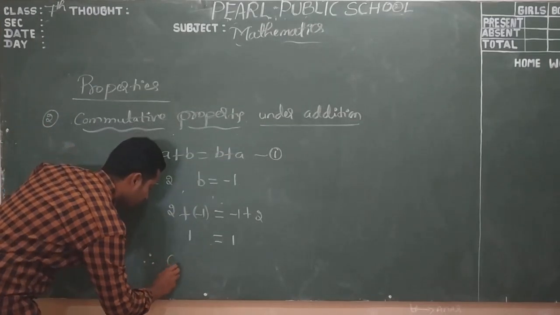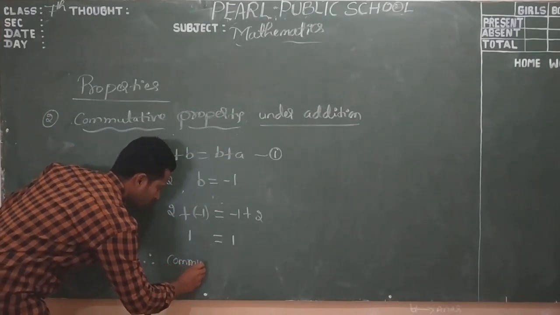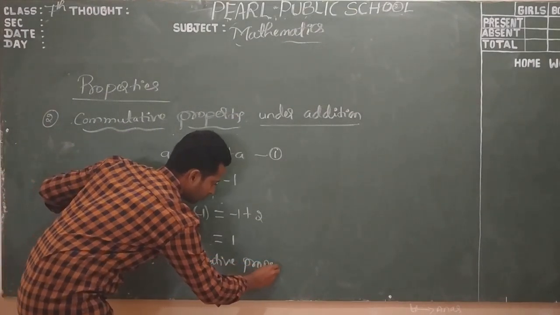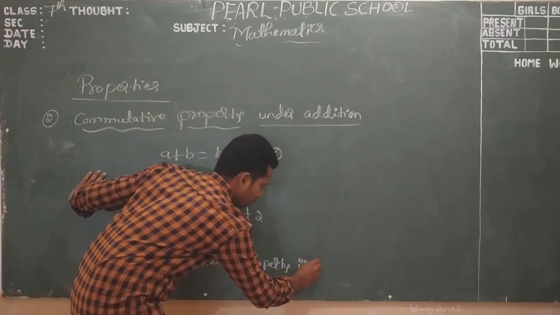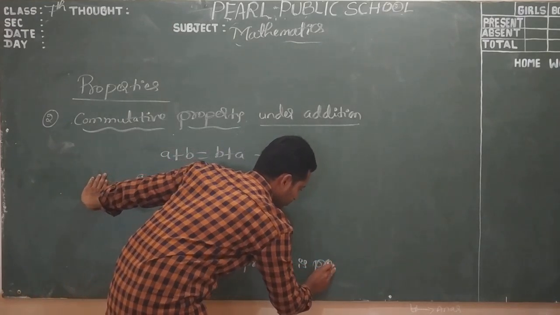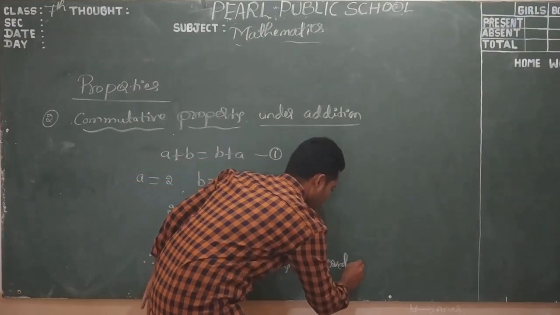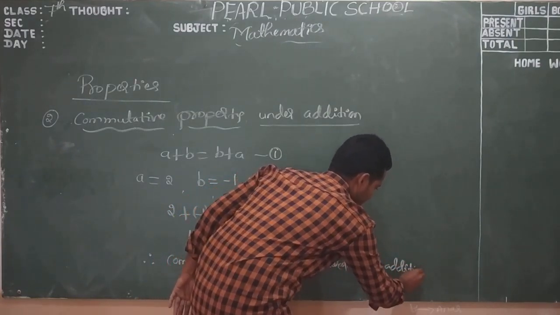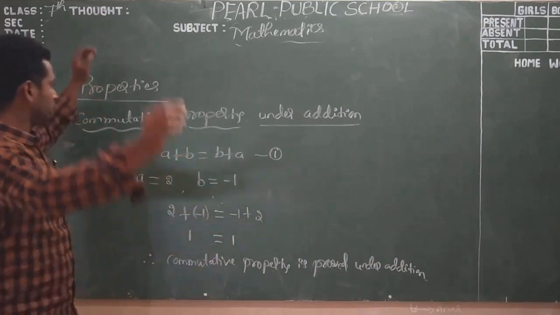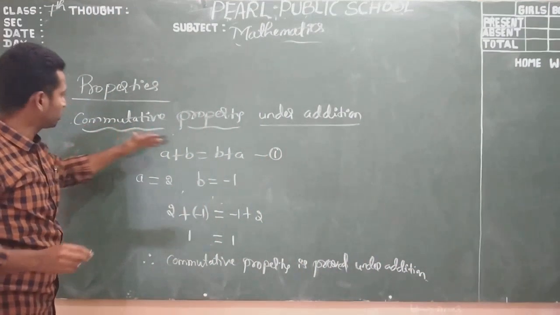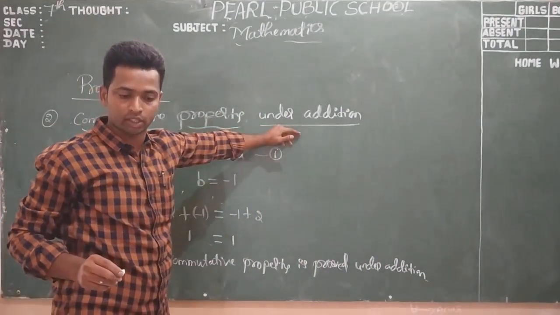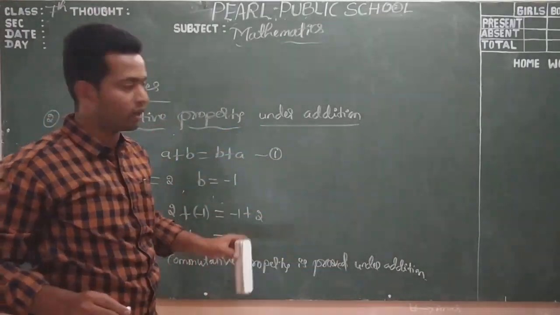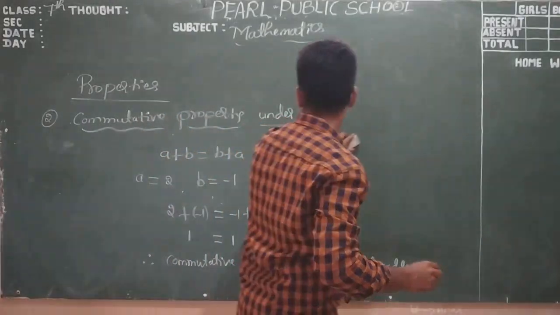Okay, so the commutative property is proved under addition. Okay. So likewise, you check the commutative property under subtraction, whether it holds good under subtraction. See how.